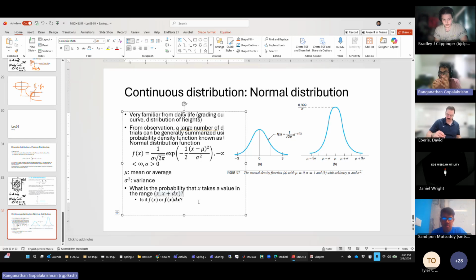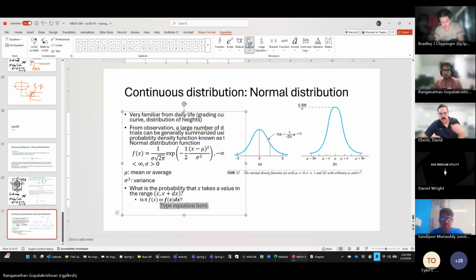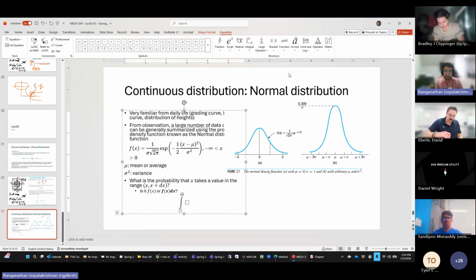F of x itself is called the density function. It's like probability per length of x. If you multiply by dx, you get the probability that x will assume a certain value. So, some more follow-up questions. What is the sum of all the probabilities for the possible values of x? That is, if I sum from minus infinity to plus infinity, what do I get?